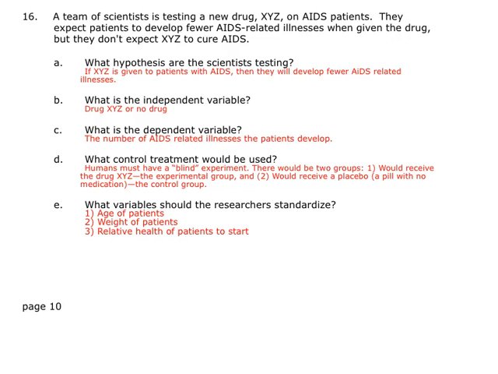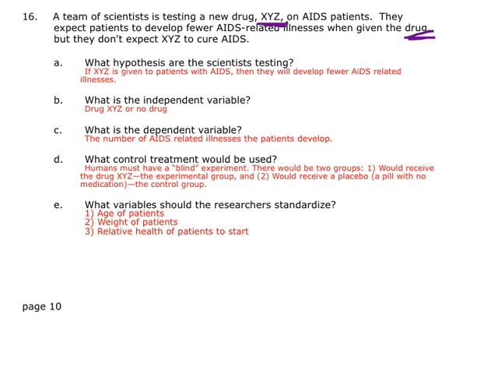So the question is, what are the scientists manipulating? What are they changing? Well, let's read the question. They expect patients to develop fewer AIDS-related illnesses when given the drug. Okay, so to me, the drug is the thing that they're testing. And then they're going to measure something about that drug on their patients. So the drug itself, XYZ, is the thing that they're manipulating.